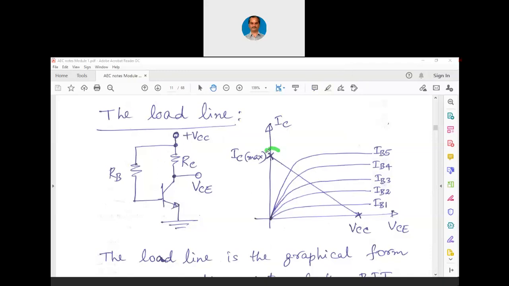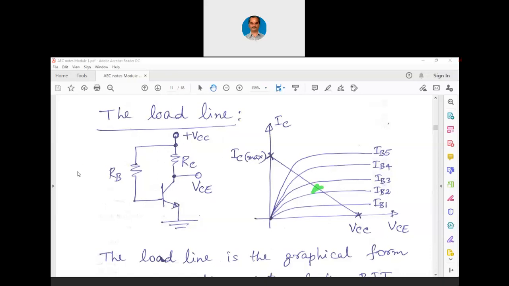See, this IC max corresponds to saturation, this VCC corresponds to cutoff. Practically, where do we have to use the transistor now? Somewhere here. Let me try to annotate again. Ideally, if the quiescent point is at the middle of the load line, then we can say that the transistor is exactly in the middle of the active region, that is exactly half on, half off.